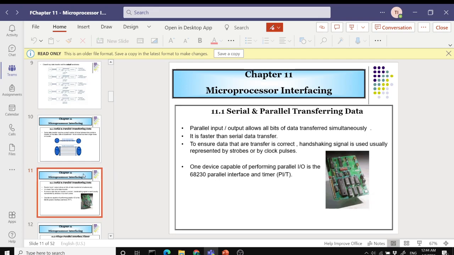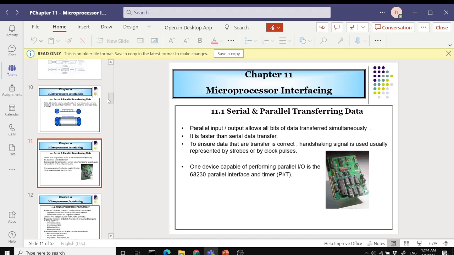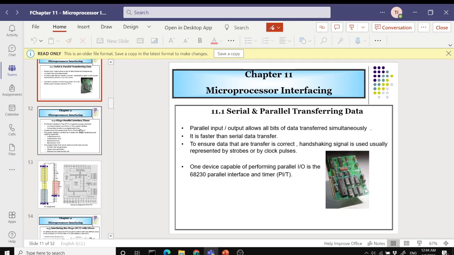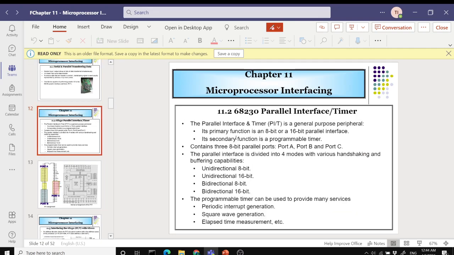This is the picture of the parallel interface and timer. So what is this 68230 PIT? It's a general purpose peripheral, meaning that it is for general purpose. It's not for a fixed purpose. You can use it for many things.